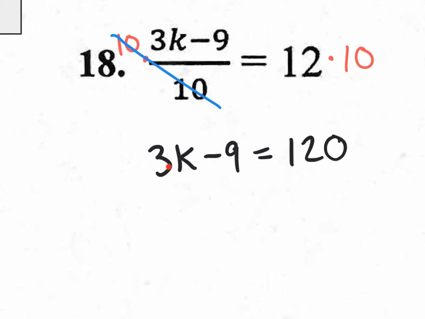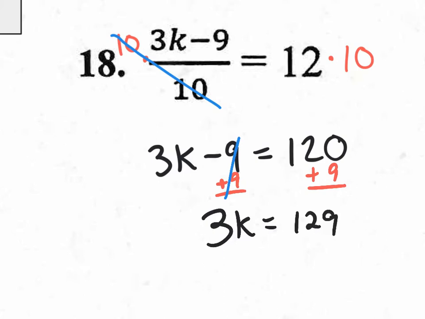But before doing that, you have a minus 9 over here. So you get rid of that minus 9 really easy by adding 9. So start with the minus 9, getting rid of the minus 9 by doing the opposite, plus 9. And of course, the negative 9 and the positive 9 eliminate. You now have a beautiful 3k. Equal sign comes down. 120 plus 9 is 129.